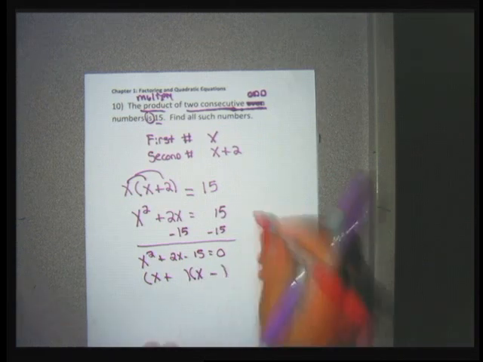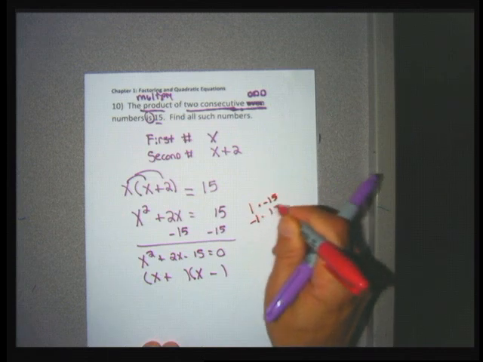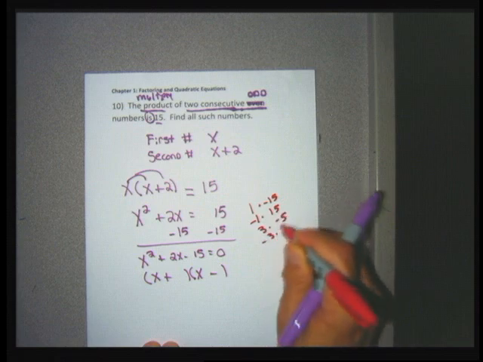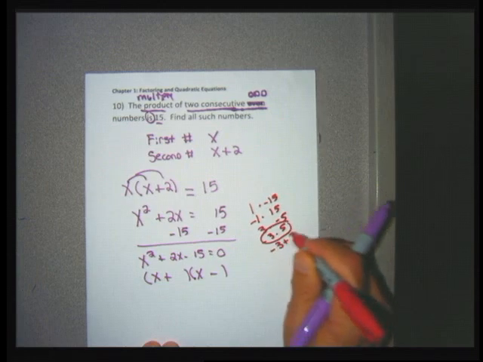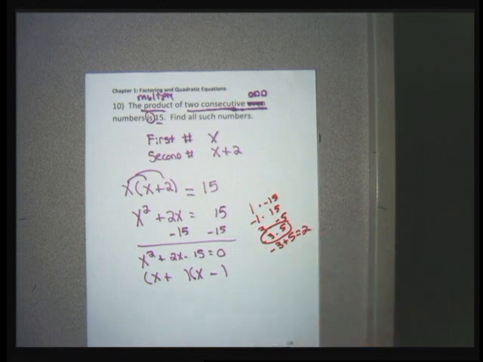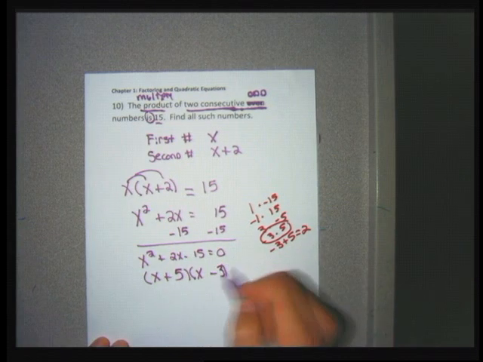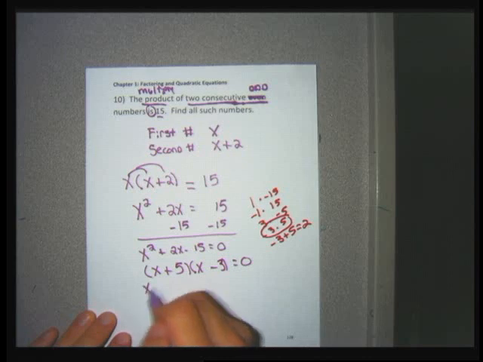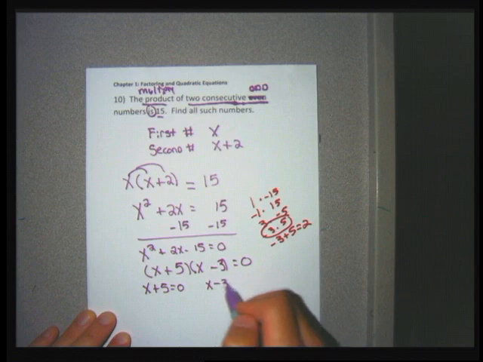My choices would be 1 and negative 15, negative 1 and positive 15, 3 and negative 5, or negative 3 and positive 5. This is the pair that's going to work, because negative 3 plus 5 gives me the positive 2 that I need. So I'm going to put a plus with the 5 and a minus with the 3, set equal to 0. Then I'll set the insides of the parentheses equal to 0. I'll go x plus 5 equal to 0, x minus 3 equal to 0.